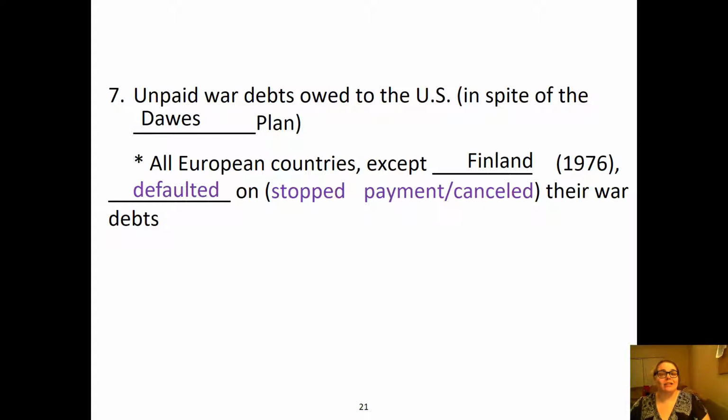Every country except Finland. Okay? And Finland didn't finish paying off their World War I debts to us until 1976. So that tells you how long it took them to finish paying off all this money that they borrowed from us. Every other country just stopped paying it, and we kind of did nothing.